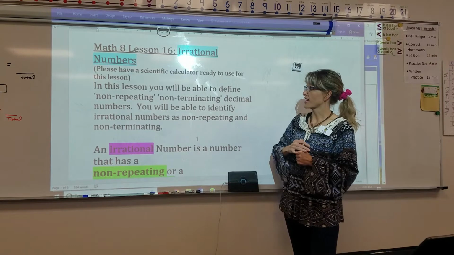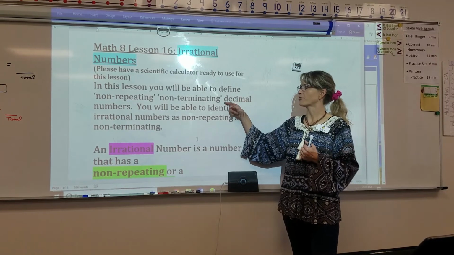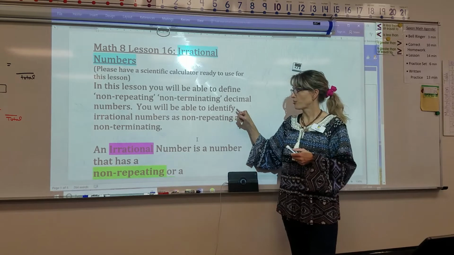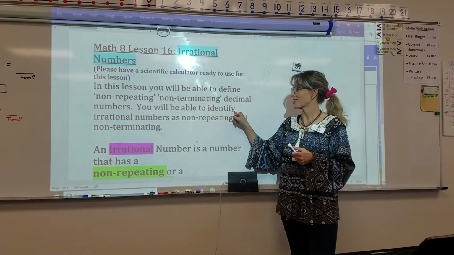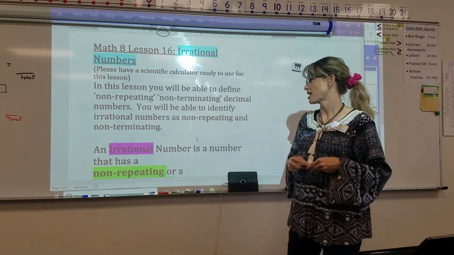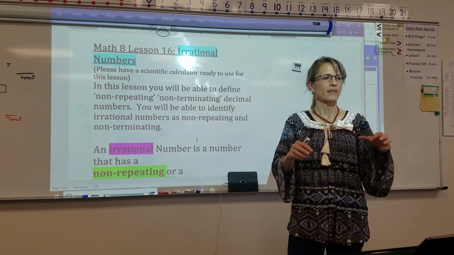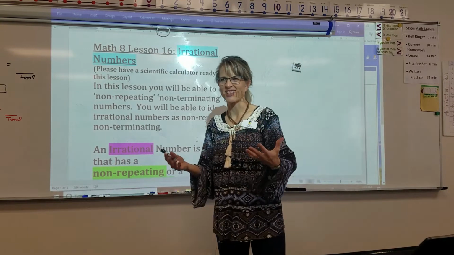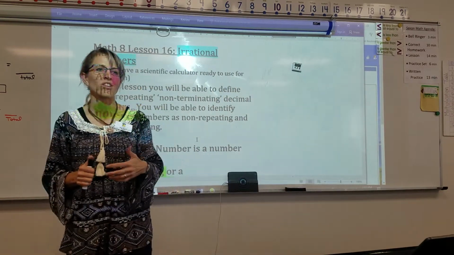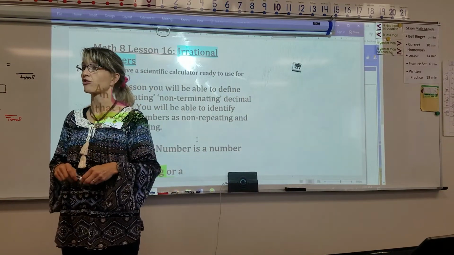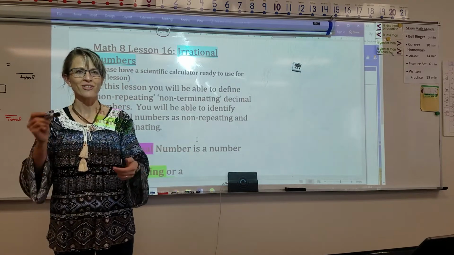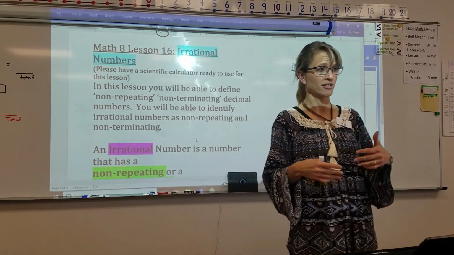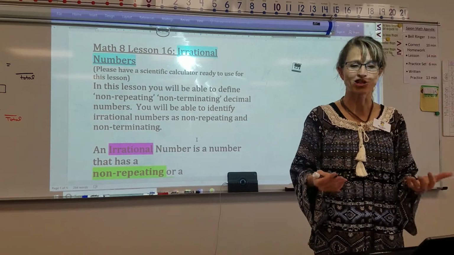We've got our calculators ready because today we're going to define non-repeating and non-terminating decimal numbers. By the end of the lesson, you should be able to identify irrational numbers as non-repeating and non-terminating. So here's a sum up. At the end of the year when we take our RISE test, it's like a SAGE test, the same thing. They're going to ask you which one of these is irrational, and you'll be able to know. In fact, today you'll be able to know which numbers are irrational and which numbers are rational.